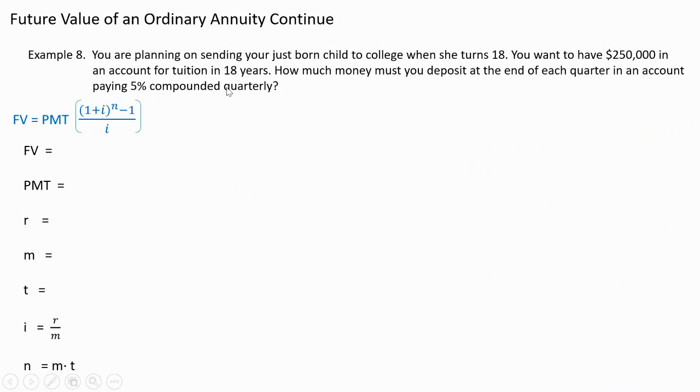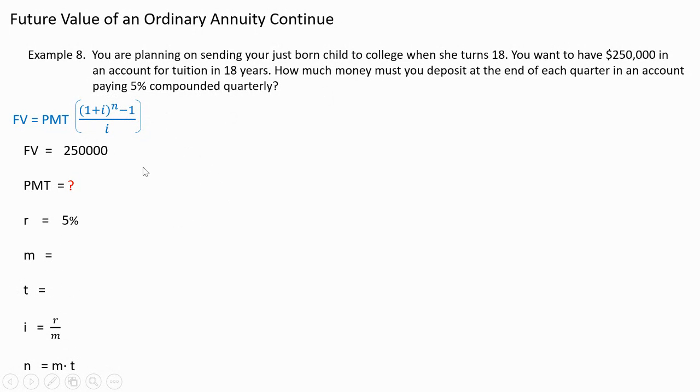We put everything that's given down. Again, what are we looking for? How much money must you deposit at the end of each quarter? So that means you want to have $250,000 in the future. We're looking for the money that you must pay every quarter, so we're looking for the payment. Then the value that you want in the future, in 18 years, is the 250,000. The interest rate is 5%.